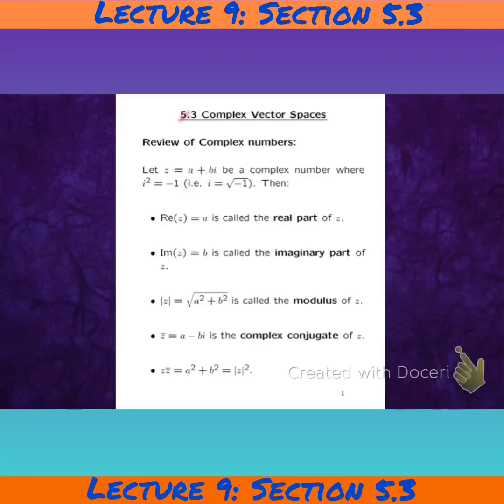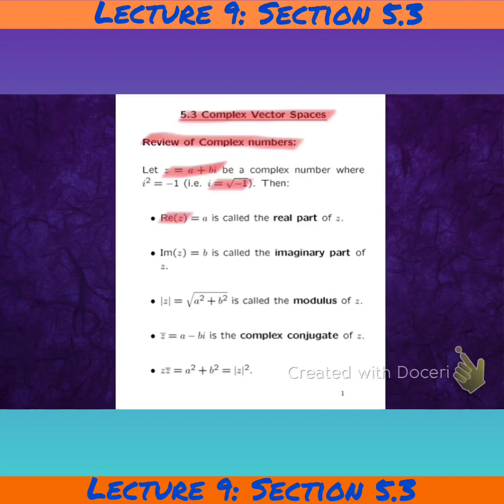Right, so 5.3 deals with complex vector spaces. So just a quick review of complex numbers. A complex number is a number that comprises two parts. The one part is called the real part and the other part is the imaginary part. Now complex numbers have the form a + bi, where a is a real number and b is a real number, and i denotes the square root of -1, the imaginary number.